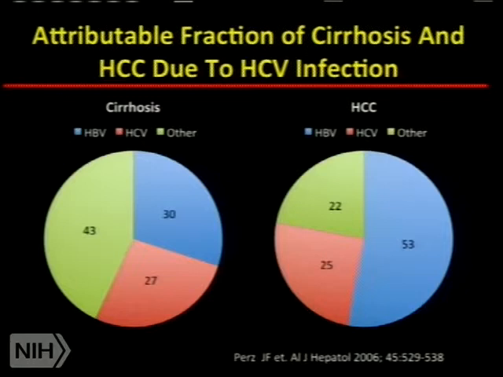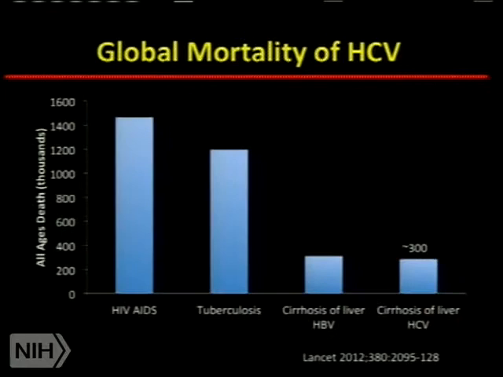So if we look at the attributable fraction of cirrhosis and hepatocellular carcinoma due to hepatitis C infection worldwide, we can see that about a quarter of cases of cirrhosis and liver cancer can be attributed to hepatitis C infection. And in terms of global mortality, both hepatitis B and hepatitis C together cause cirrhosis and death from liver disease, which is now the 12th leading cause of death globally. And just for comparison, I put in two other infectious agents, tuberculosis and HIV, to show you how it compares to hepatitis C.